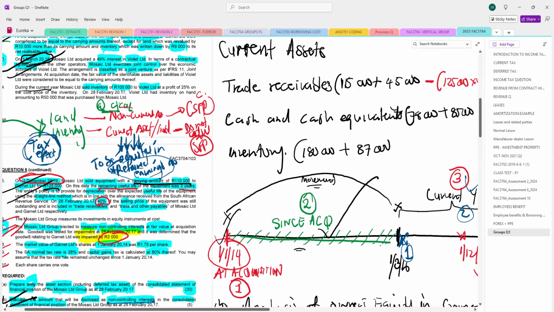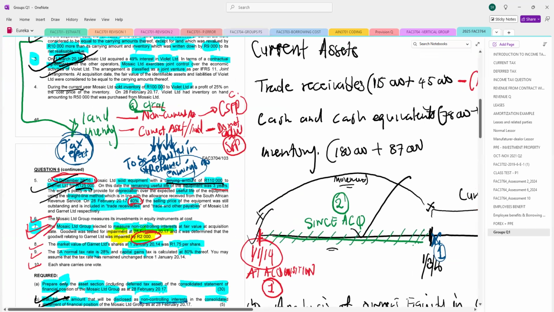Number 4 is what you're looking at. So during the current year, Mosaic Limited sold. Again, who sold? Guys, that one is very, very important. Whenever you do intragroup transactions, always ask the question, who sold? Especially under the equity method. It's very important to know who sold, who bought, who's receiving the item and all that.